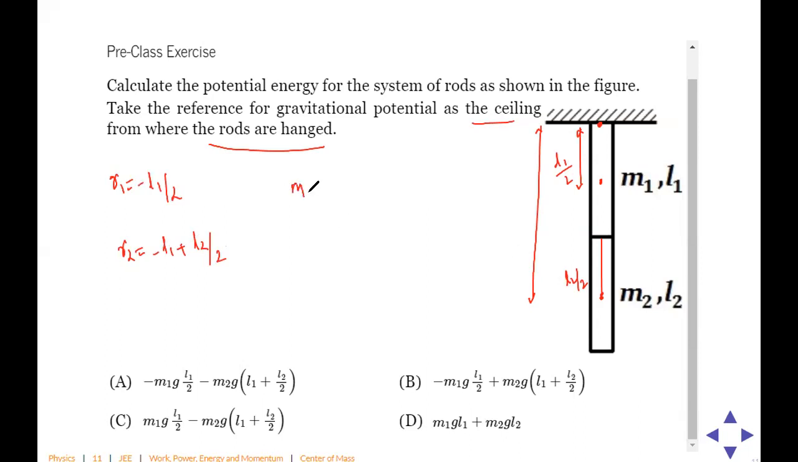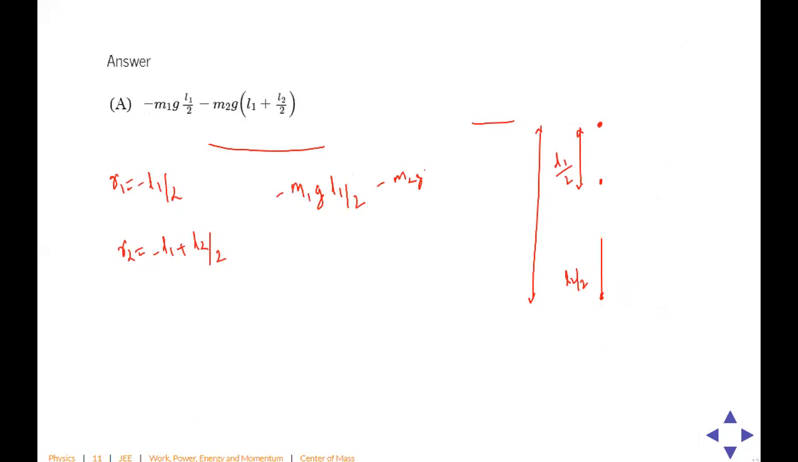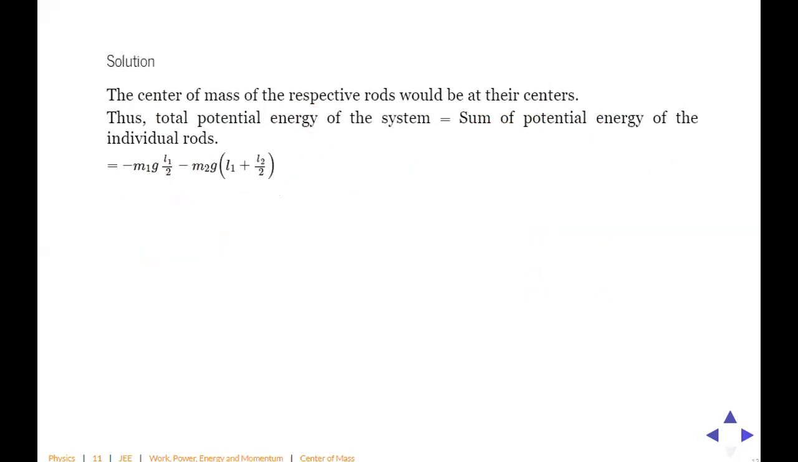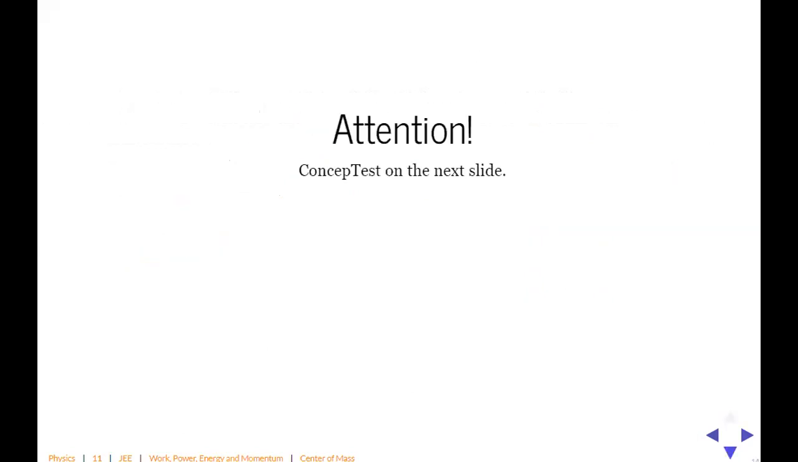So what does the formula become? M1G same, minus L1/2, minus M2G, right? R2, which is this distance. Yes or no? So what should the answer be? The answer should be A, right? Clear? Guys, is this concept clear? Awesome. See how we can use the basic concepts of center of mass.